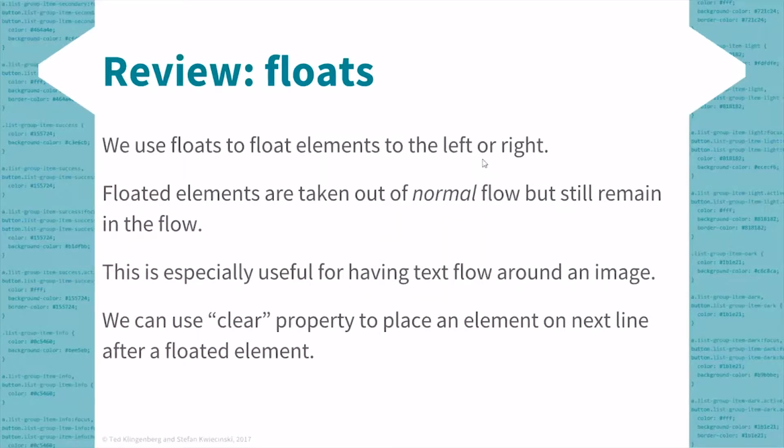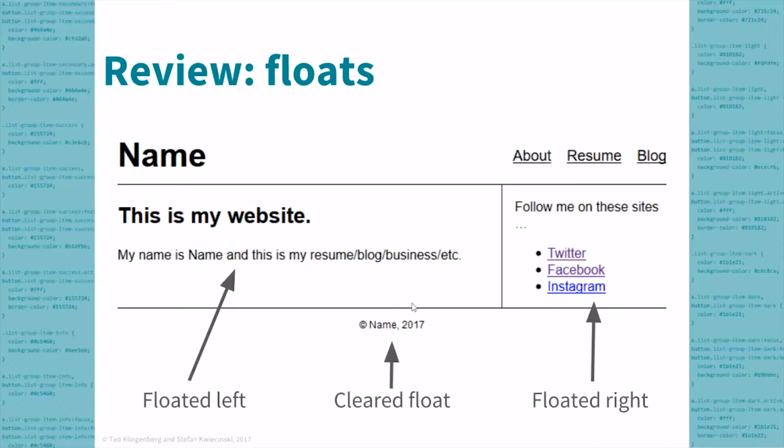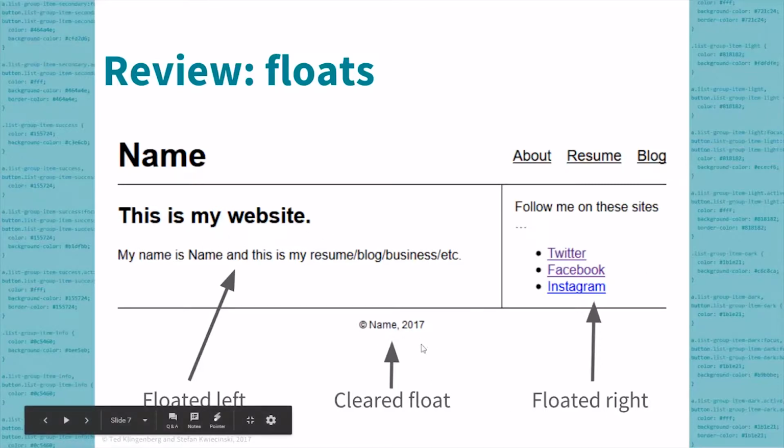And we also went over floats. So whenever we float something, we can float it to the left or the right. And the element's going to be taken out of the normal flow, but it's still going to be in the flow of the document. And this is especially useful whenever we want to have text sort of flowing around an image. And whenever we want things to stop flowing around an image, we just use the clear property. And you can see that from our template that we made last Monday. The left section of our website is floated left, this section is floated right, and then we cleared the float with our footer.